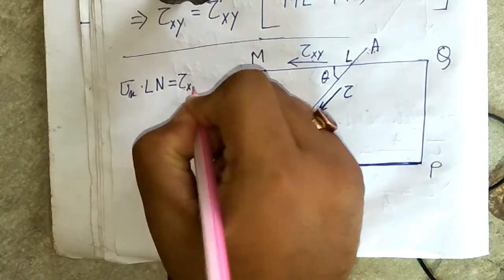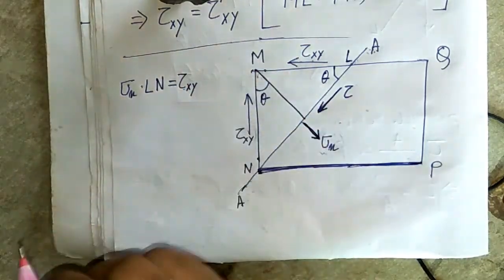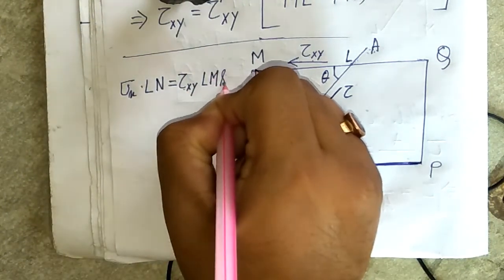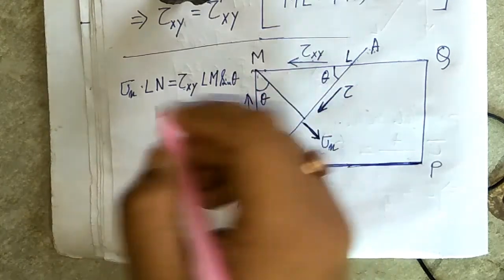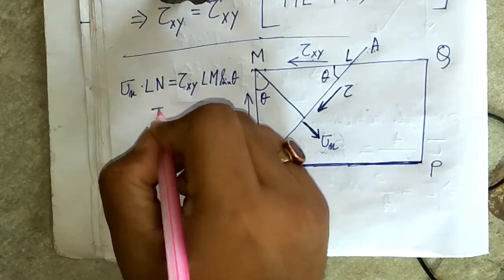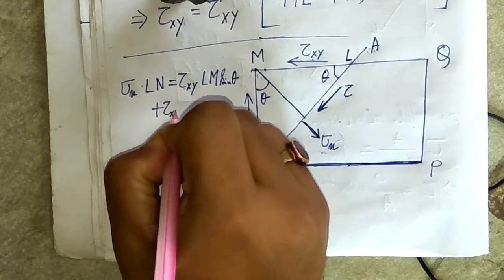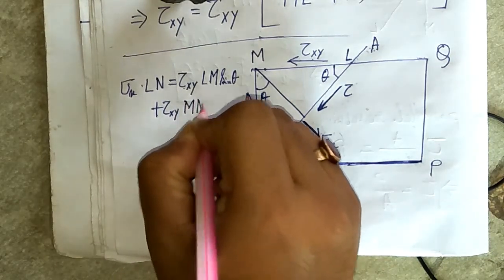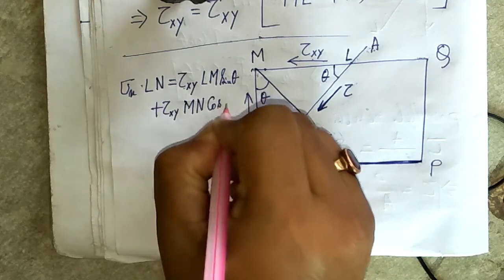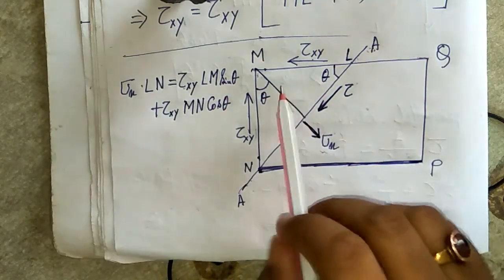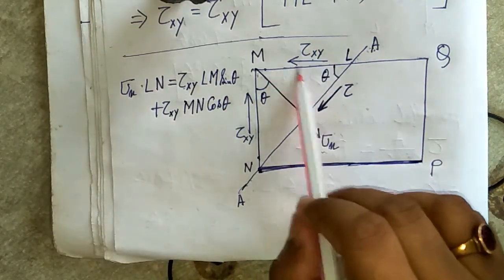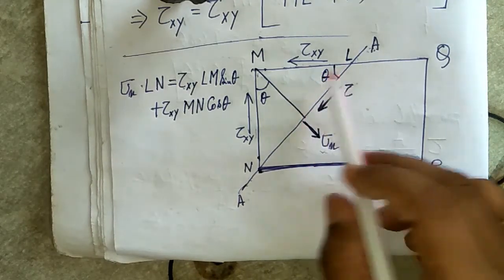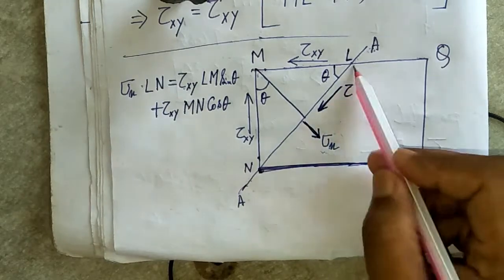tau xy into lm sin theta, plus tau xy into mn cos theta. This is the tau xy, perpendicular to this ln.